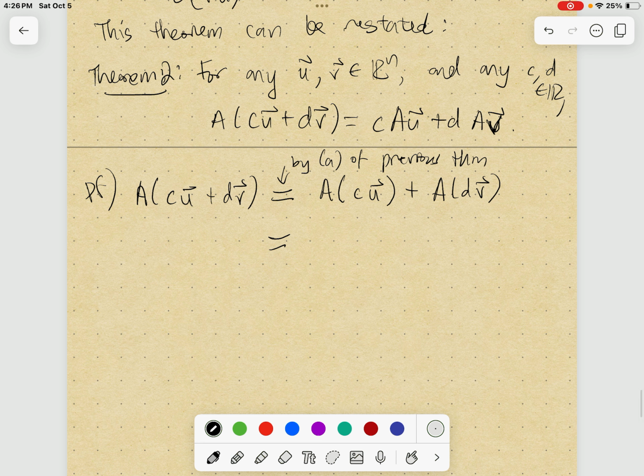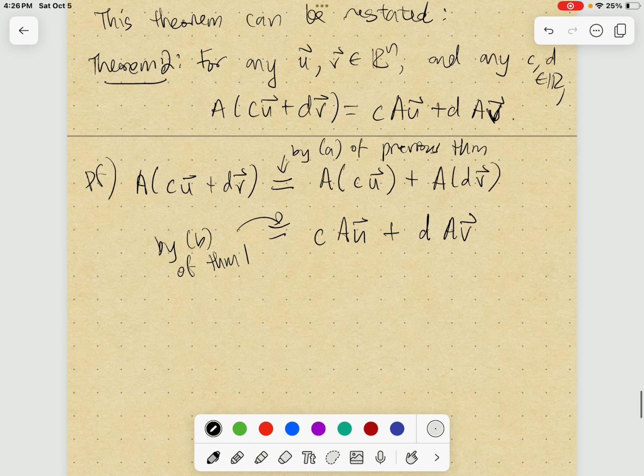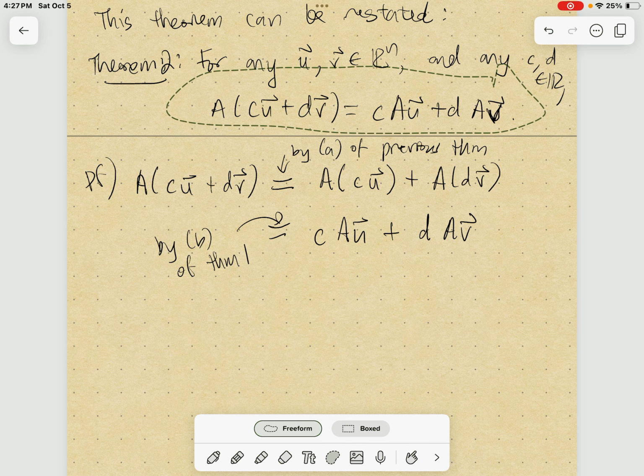And then what can I do with A times Cu? That's C times A times u. And then A times dV is equal to D times AV. Right? And that's by part B of the previous theorem, theorem 1. And that's what we wanted to show. So what's nice about this is that instead of stating this property of matrix vector multiplication in two parts, parts A and B, you just combine them into one equation.